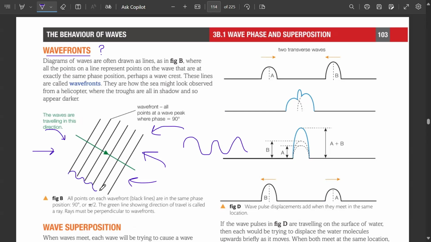at the beach, कोई जो बीच पे खड़ा होगा वो तो ऐसे देख रहा होगा. So wave fronts are the imaginary lines that are used to represent the points on a wave that are exactly at the same phase position, perhaps the crest.